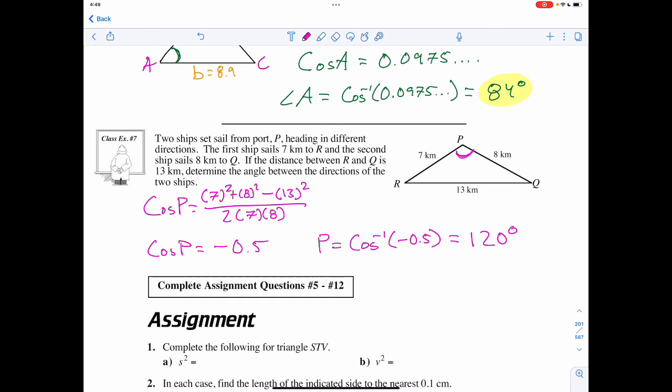Now, anytime that you're using the cosine law, if you get a negative ratio, just remember that that means that it's going to be an obtuse angle. It's going to be between 90 and 180 degrees, just like how we know that anytime in our angles in standard rotation it's between 90 and 180, it is going to be a negative cos value.